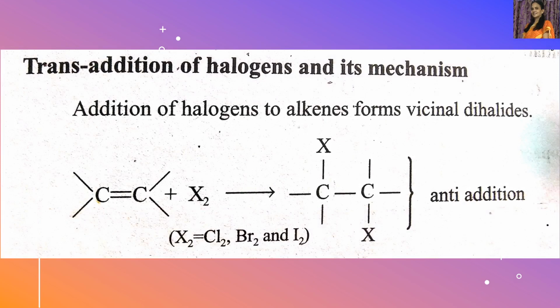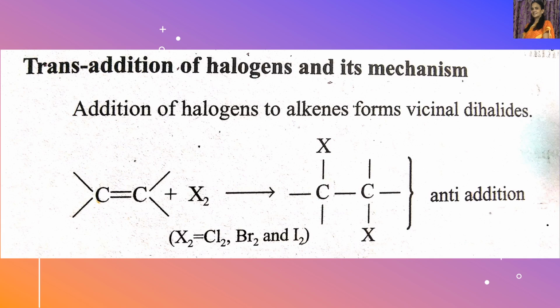Okay, now let us see the next property of alkenes, that is trans addition of halogens and its mechanism. So what happens here? Addition of halogens to alkenes forms vicinal dihalides. What are vicinal dihalides? We say vicinal dihalides means the halogen atoms are present on adjacent carbon atoms. Then it is known as a vicinal dihalide. Adjacent.